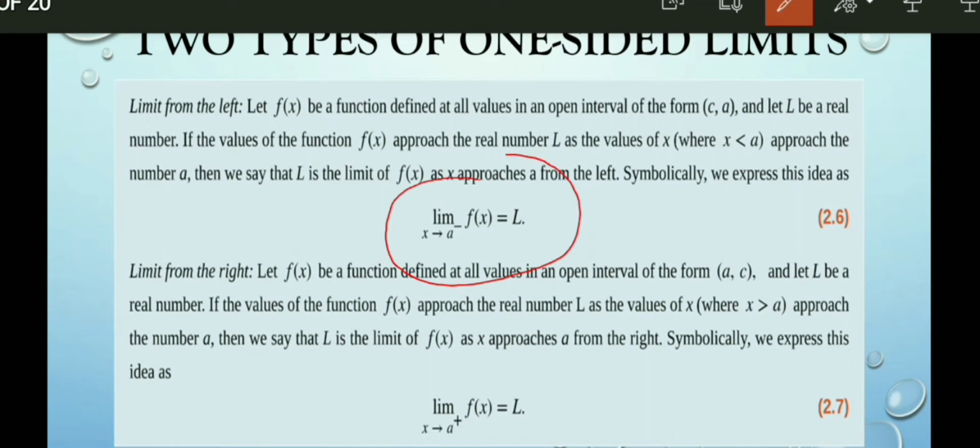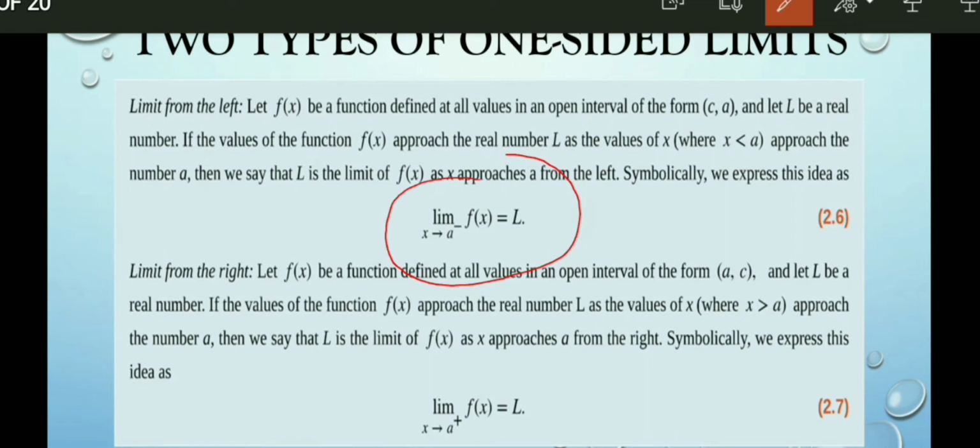Symbolically, we can write this idea as this. The limit as x approaches a from the left of f of x is L. So, in the limit from the left, the value of x is less than a.